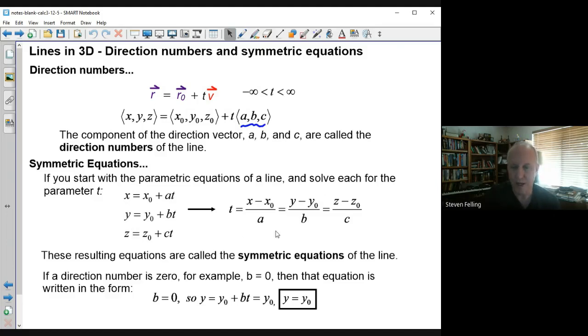Now this could be problematic if the direction vector is 0 in any direction, like if b was 0, for example. But if that were true, then the parametric form would be y equals y0 plus 0 times t. So then this equation is just y equals y0.